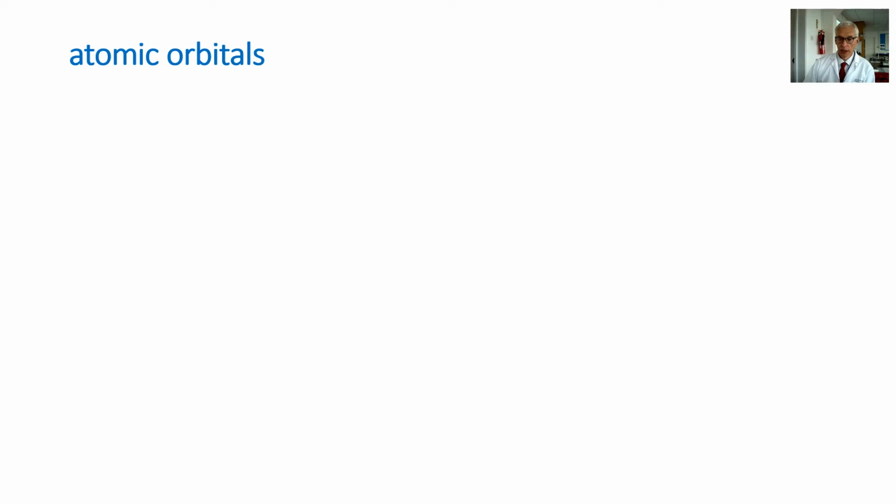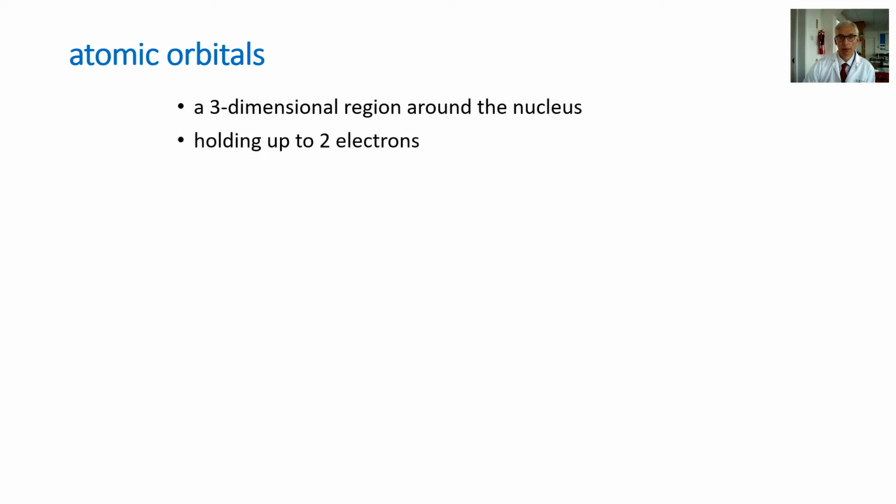A second new idea at A-level about electrons is the idea of the atomic orbitals. So these are three-dimensional regions around the nucleus. They hold up to 2 electrons, and those electrons must have opposite spins.